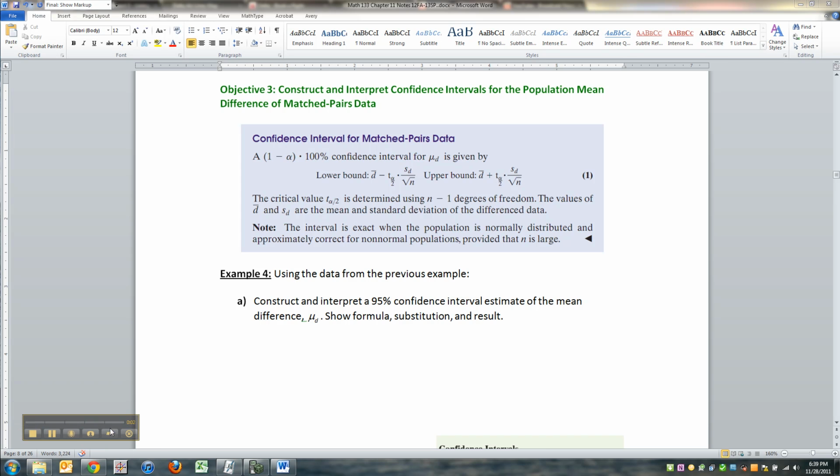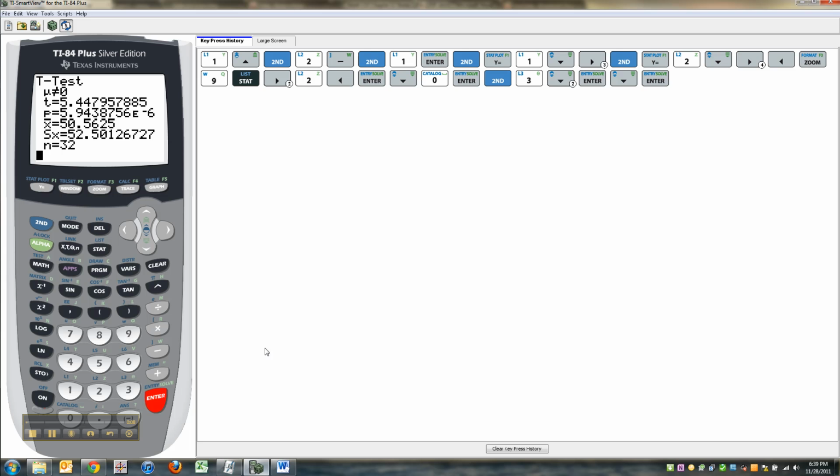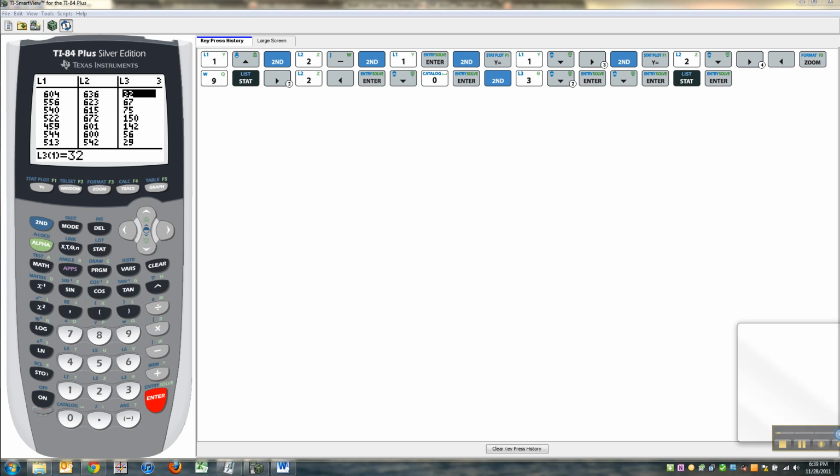I want to also show you how to use the calculator to find the confidence interval here for matched pairs data. So remember that I already have found my, I'm going to go to Stat, Edit. I've already found my differences and I put them in L3. Of course, if you didn't have those numbers given to you, you could find them like I did. Or if they gave you just the differences, you could type those in. Or if they just gave you the numbers, D bar and such, you could use that too.